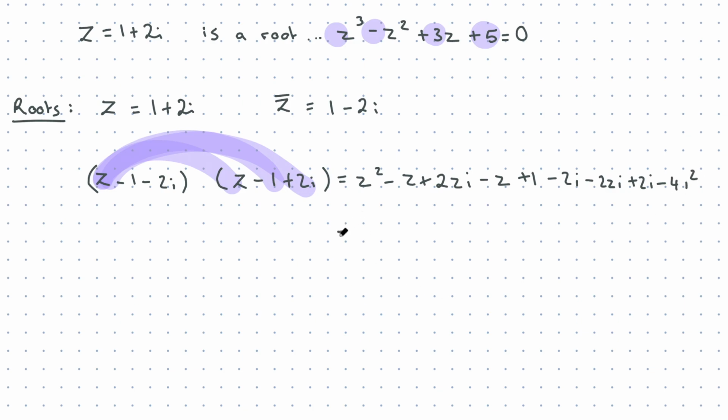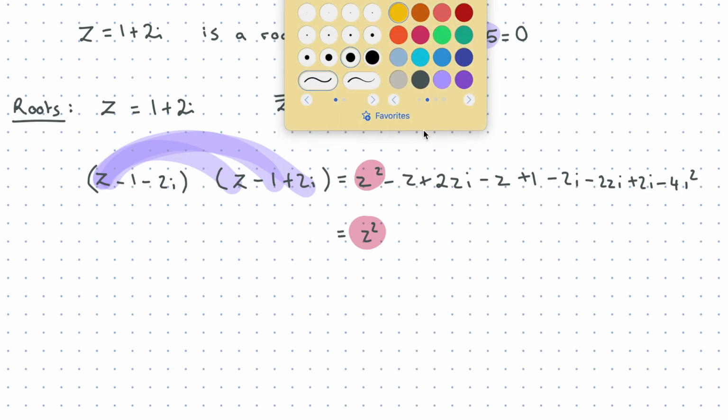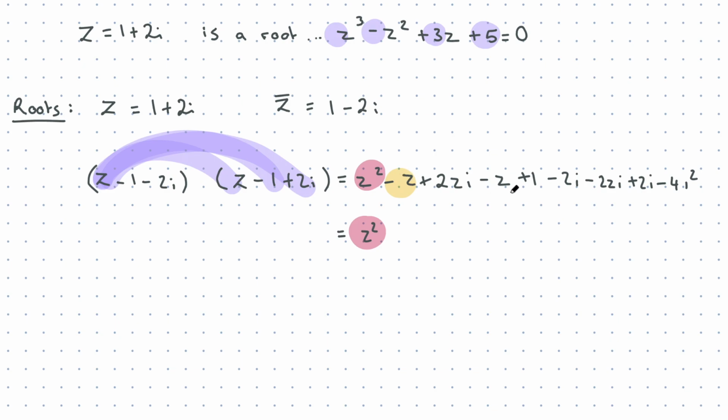Now I'm going to start tidying these up. There is only one set of the z squares, so I don't need to do anything with it. It's just z squared, so I can write that down. Then I'm going to have the z's together, so let's give those a colour and work through them. So I'm going to have minus z there, minus z there as well. Any others there does not appear to be, so I'm going to have minus 2z be the next thing.